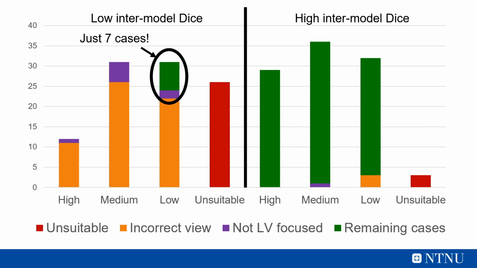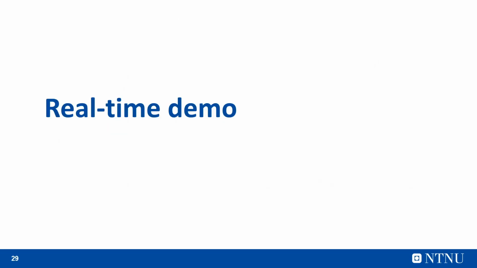So this tells us that the inter-model agreement can be used to catch bad inputs. One use case can be to filter bad quality data in data mining applications. Another application can be to give real-time feedback to the user of the automatic segmentation tool, to warn for faulty segmentations in real time. I will finish this presentation with a real-time demo that shows exactly this.